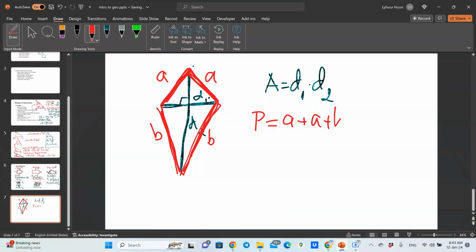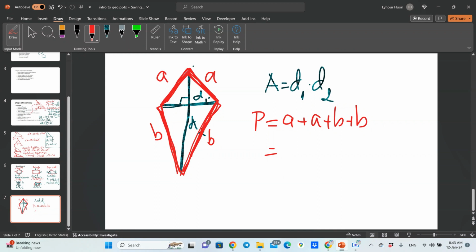A plus A plus B plus B, which is the perimeter. Should we write it like this? No, it's too confusing. So what is the proper way to write it?